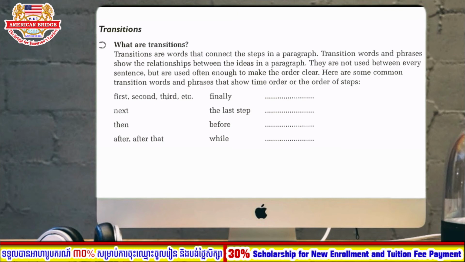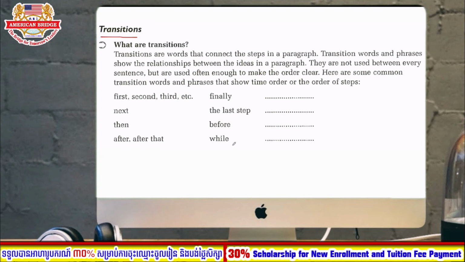The important thing you should keep in mind in writing a process paragraph is to make sure your reader understands how many steps there are and the order of the steps. That is why you need to use transitions. Those transitions include first, second, third, next, then, after that, finally, the last step, before, while, and so on. The order can be time order or process order.